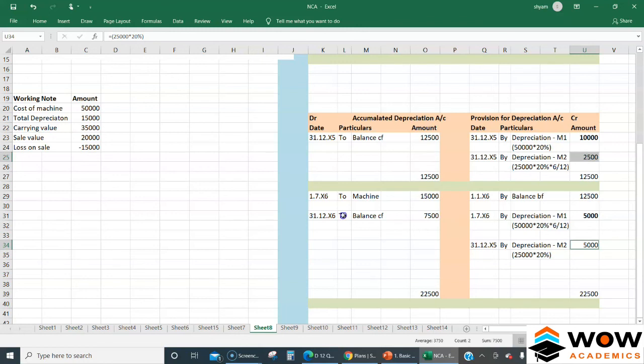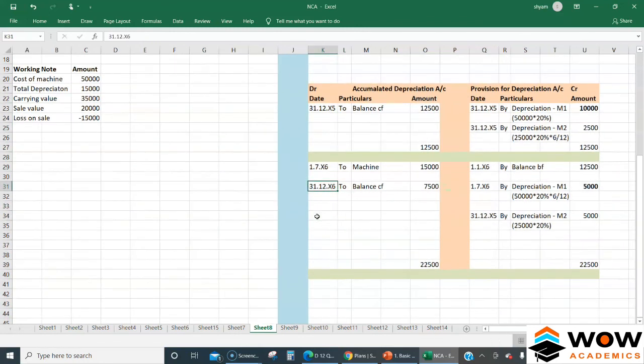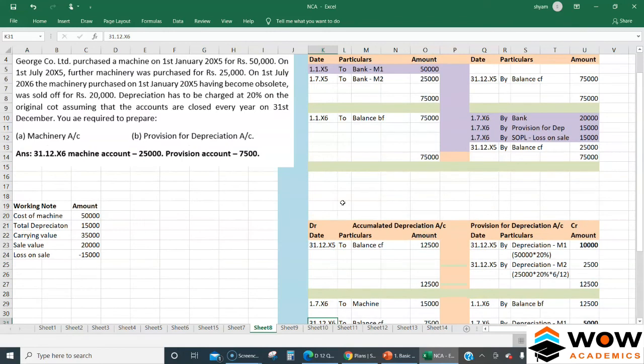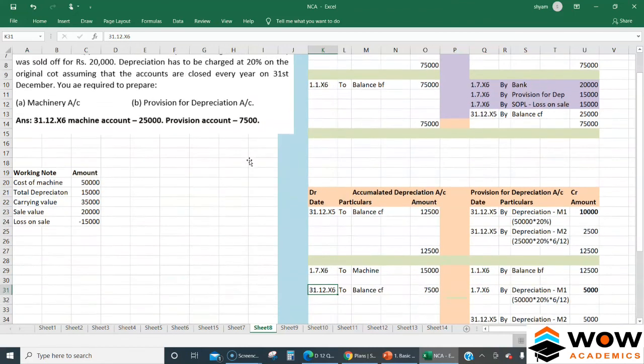We can finish with 2016 because that is what they have asked. We don't need to do 2017. Machine account is 25,000, that is machine 2. Provision account is 7,500, which is the depreciation on machine 2 alone. Hope you got a good idea here.